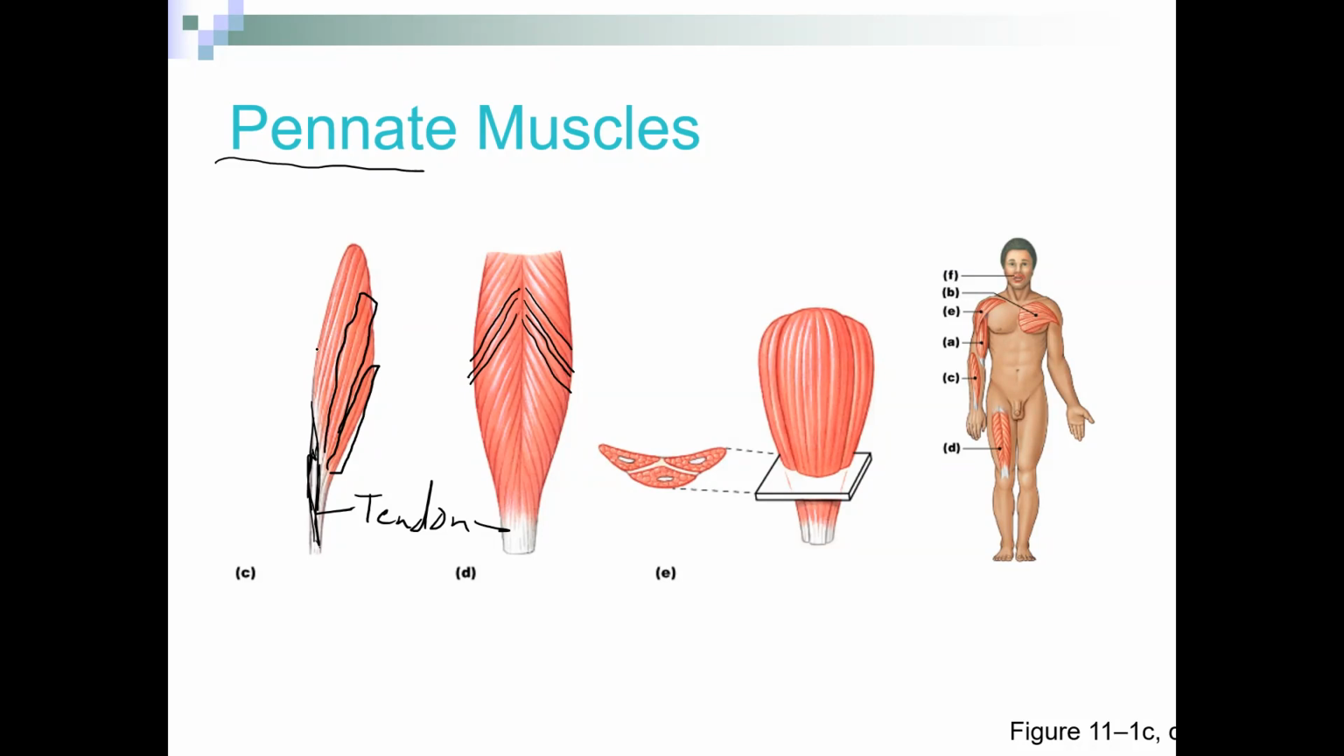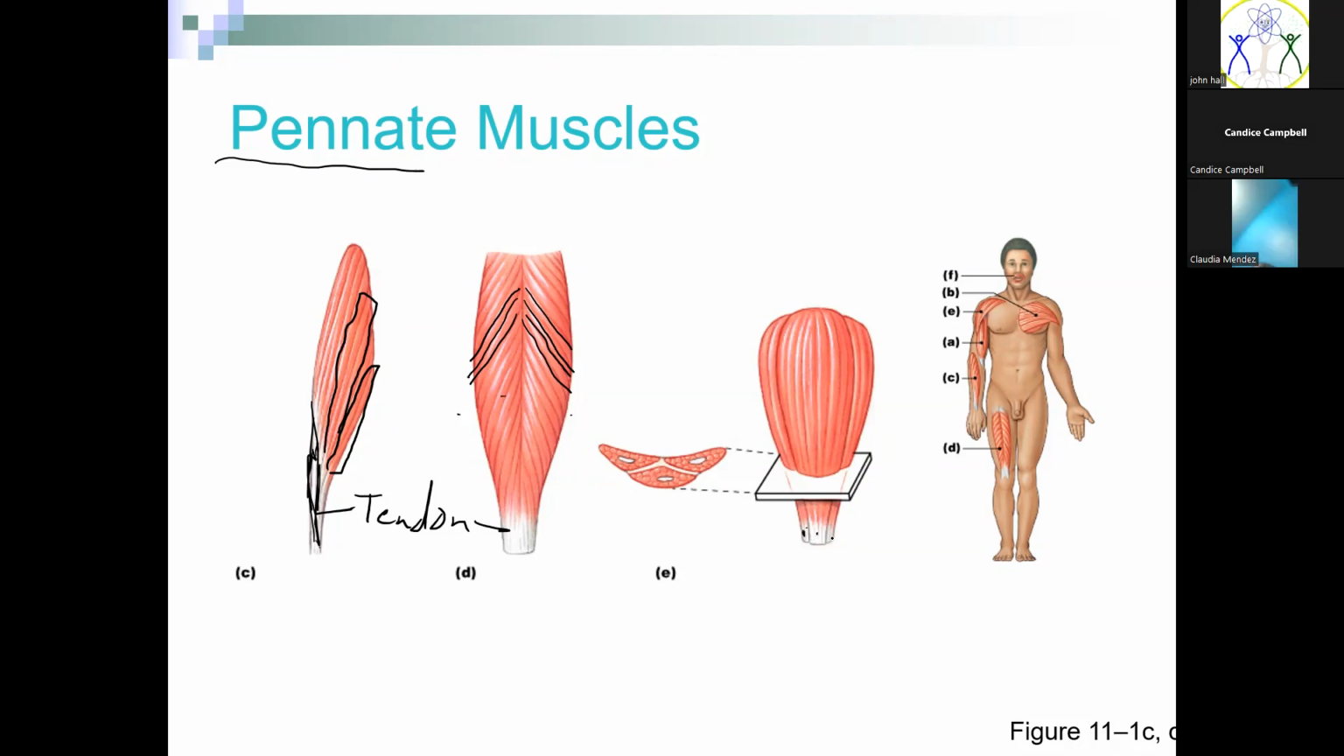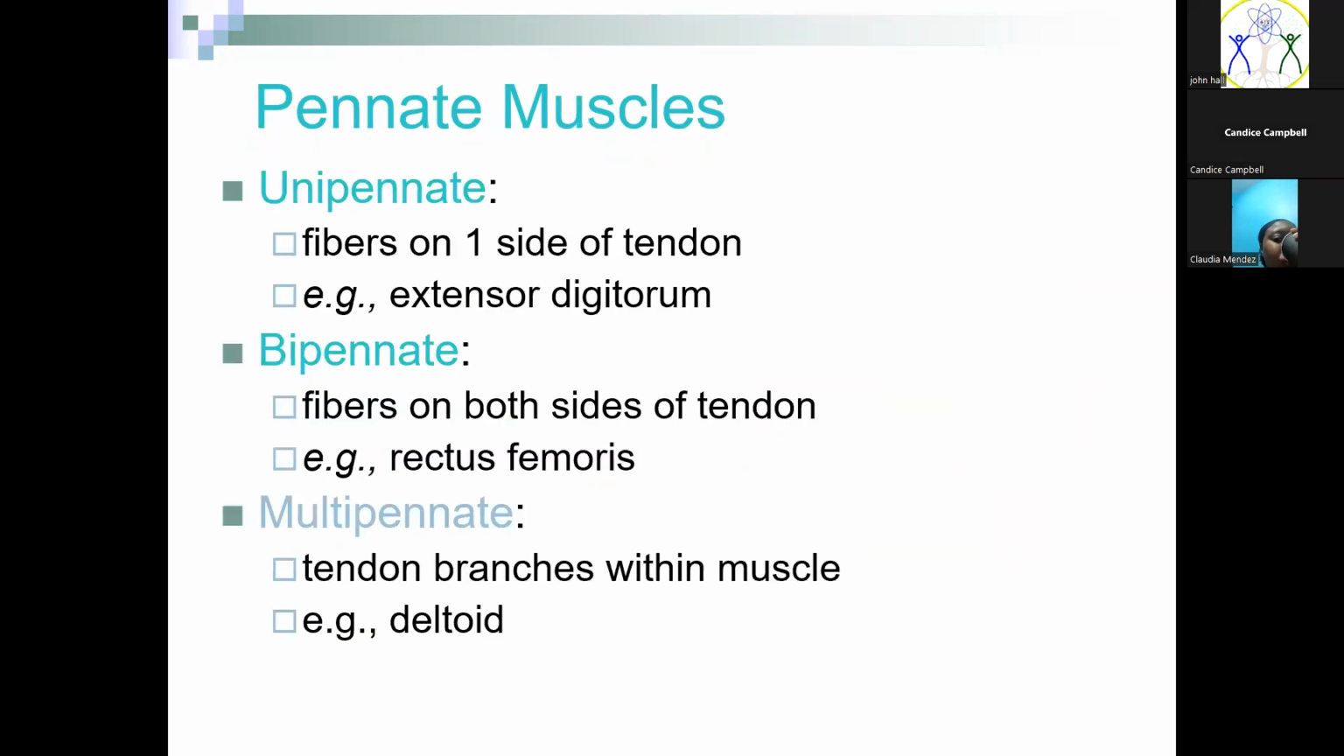Obviously this one over here has only one side. This one has two sides of muscles. This one here actually has three. If you're paying attention, you can see the tendon is in three parts, right? So we're doing this based on the number of sides of muscle we have.